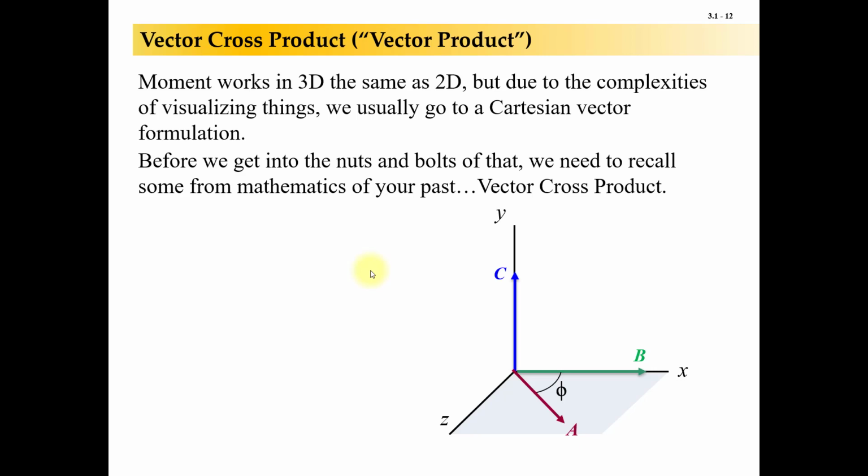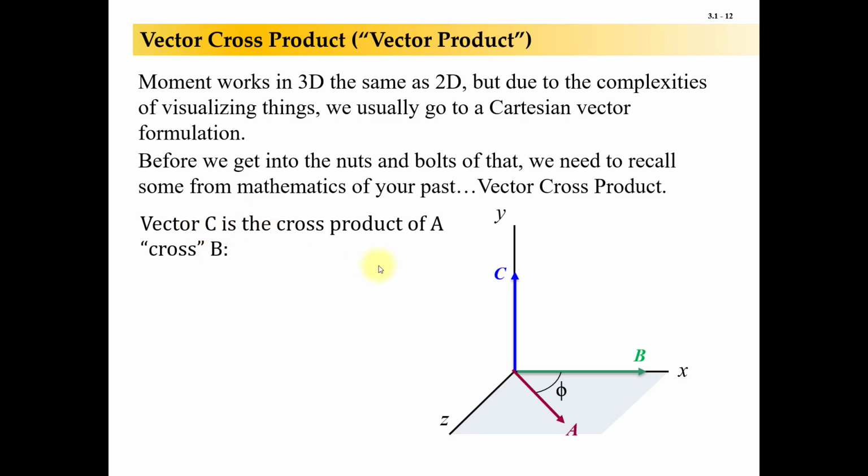Moment works in 3D the same as 2D, but due to the complexities of visualizing things, we usually go to a Cartesian vector formulation. You can use scalar to do the X, Y, and Z 3D as well. Don't get me wrong, but it gets hard to see very quickly. Before we get into the nuts and bolts of that, we need to recall some of the mathematics of your past, like the vector cross product.